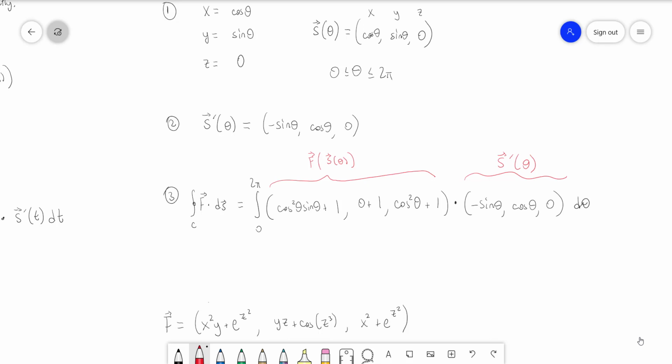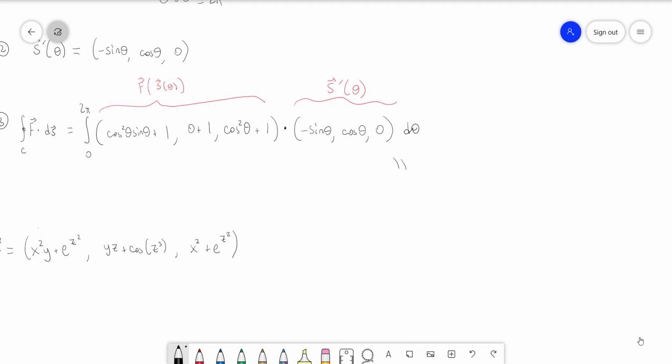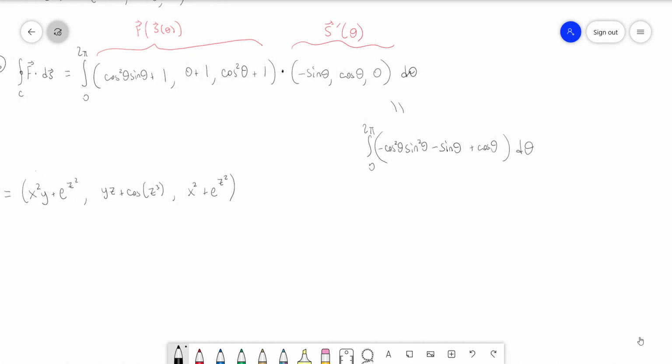Now in this case, I suppose it's maybe not that bad. We have the integral from 0 to 2 pi. Doing the dot product will give us negative cosine squared sine squared, and then minus sine distributes to plus 1, so we'll get minus sine theta. Then we'll have cosine times 1, and then 0 times that. So we integrate all of this with respect to theta. That's not too bad, so you can work out the rest of the integral from this.